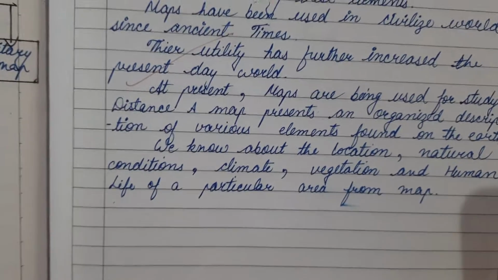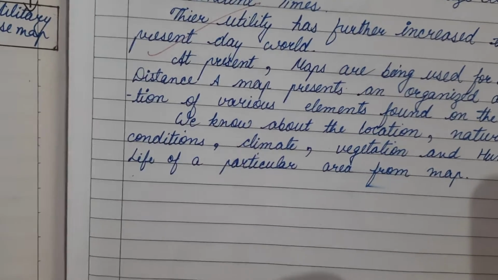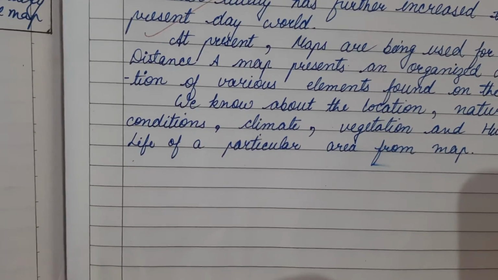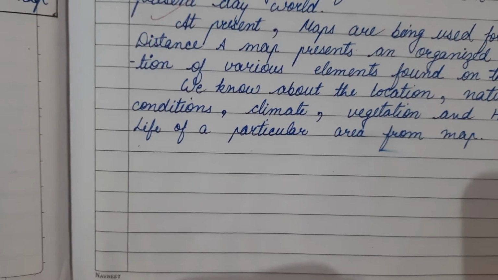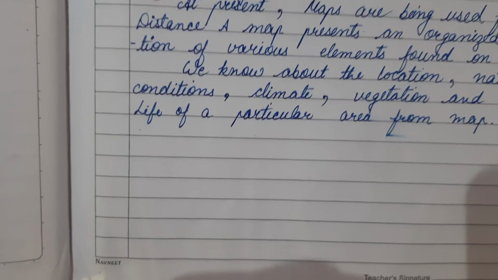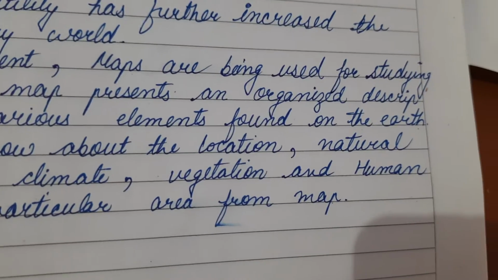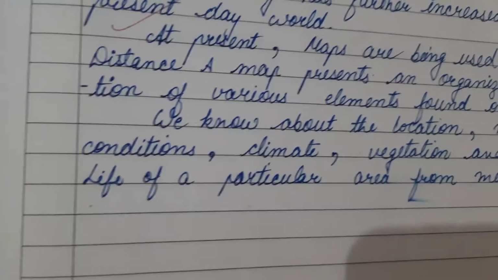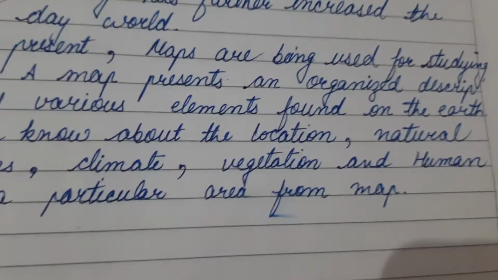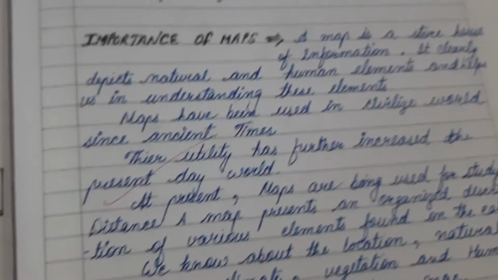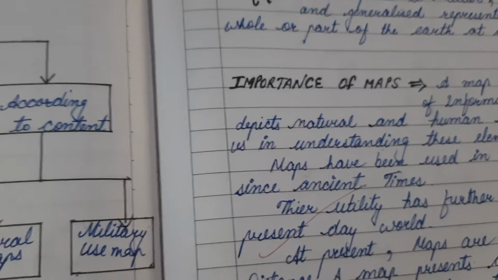A map represents the originality and description of various elements found on the earth. We know about the location, natural condition, climate, vegetation, and human life of a particular area from the map. In this way, map occupies a very important place in our life.